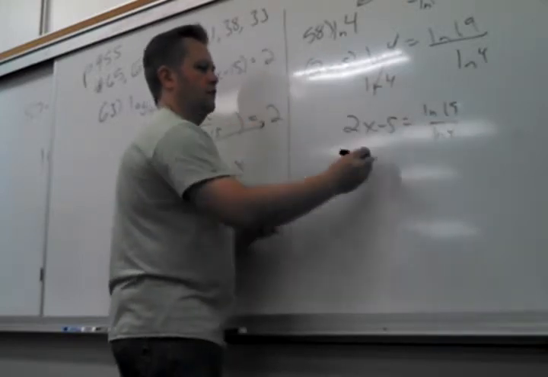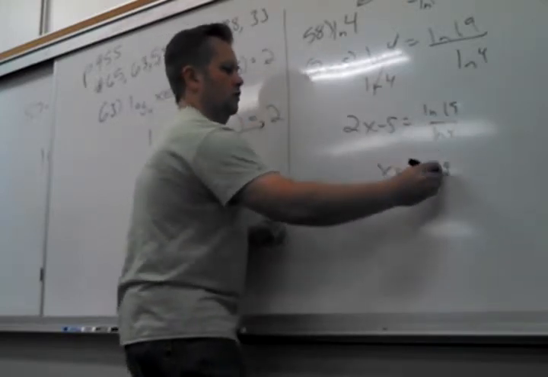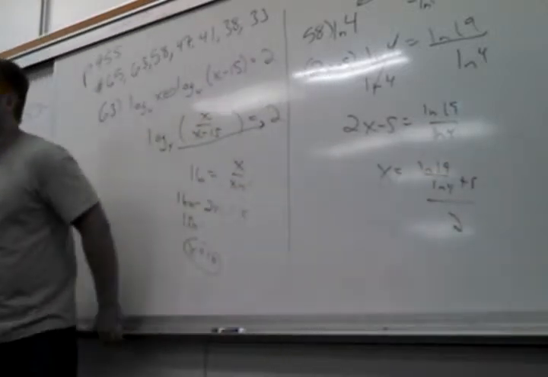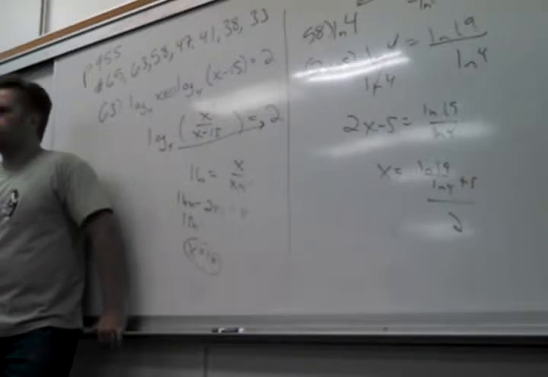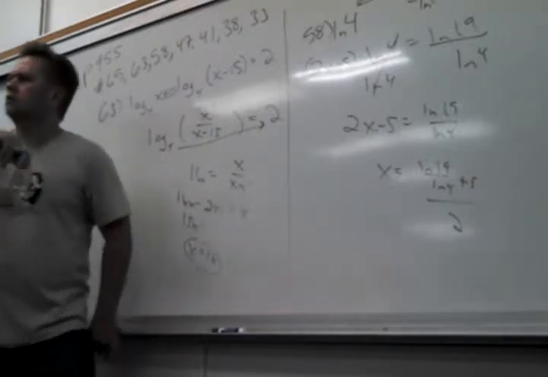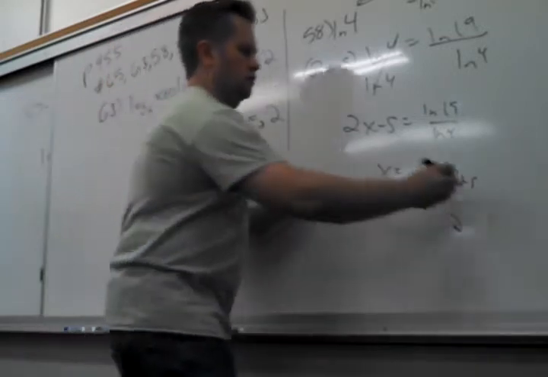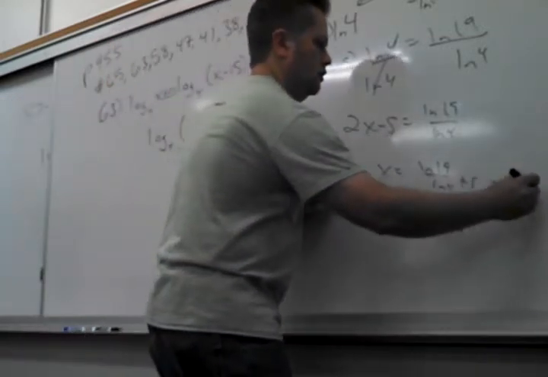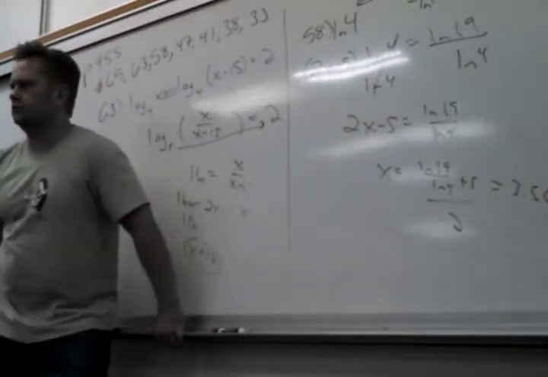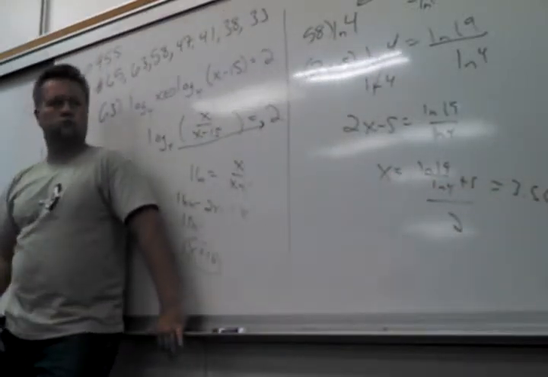Add 5, divide by 2. So that would be the answer if I want it exact. And then if you plug it in the calculator, you get 3.5619, so about 3.562. Okay, cool.